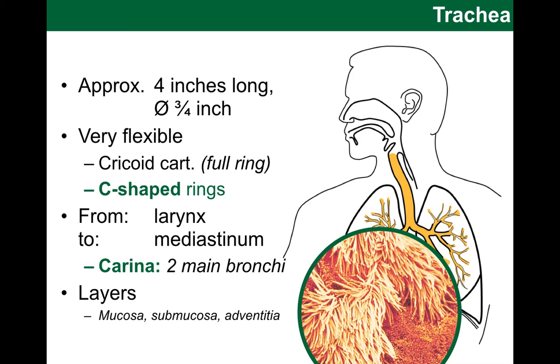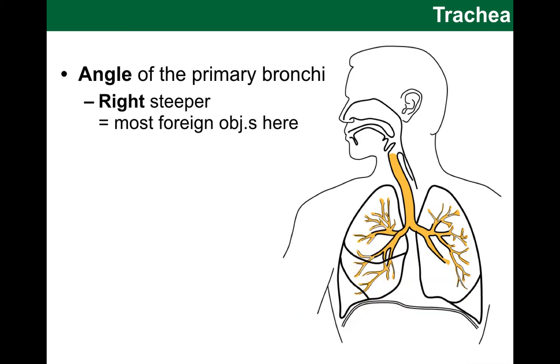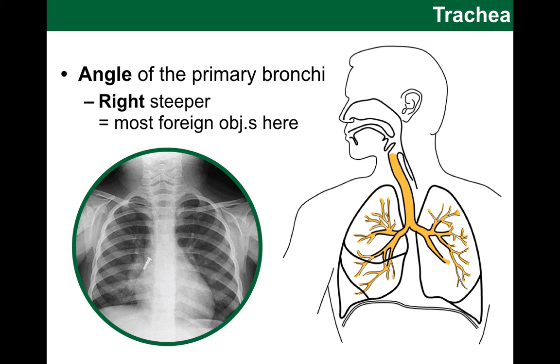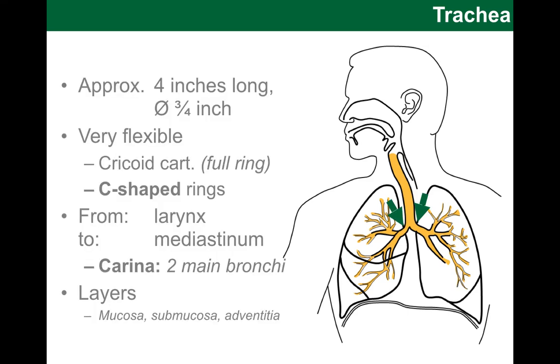Another clinically relevant point that we should talk about is the angle at which the primary bronchi enter the lungs after hilum. And we know that the angle is typically steeper for the right primary bronchus, and therefore it is the right lung where most foreign objects normally end up. And I guess that there is one more important term that I want to mention here. So let's go back to this figure, and you see the green arrows pointing to the site where the primary bronchi enter the lungs. Well, this spot is called hilum.